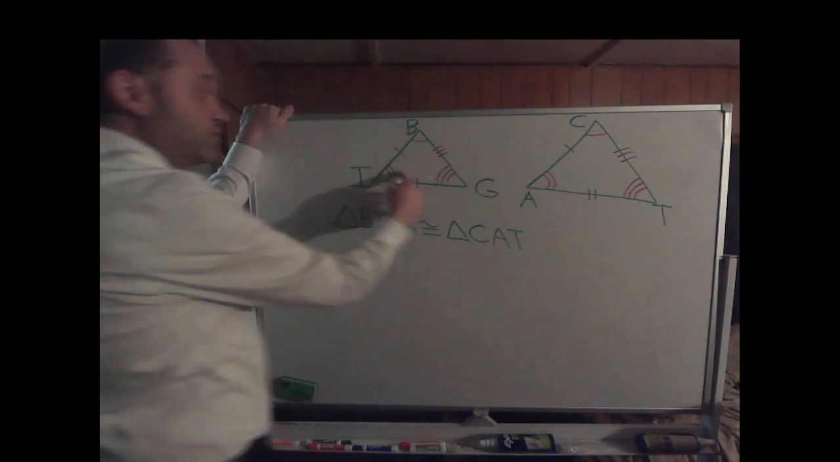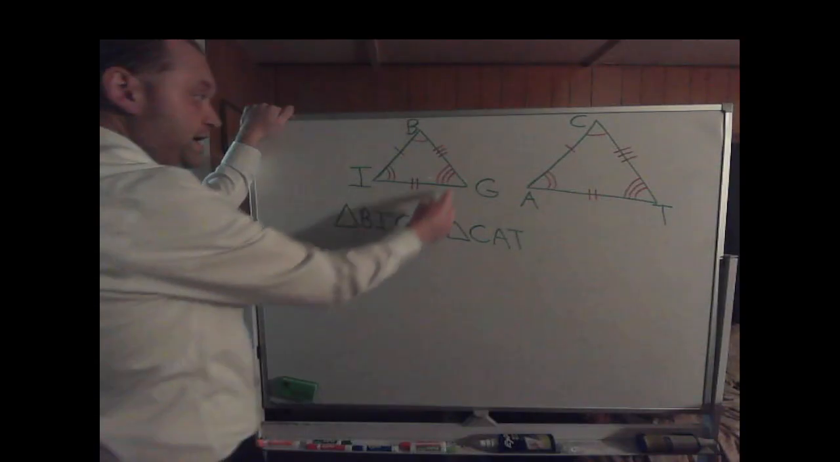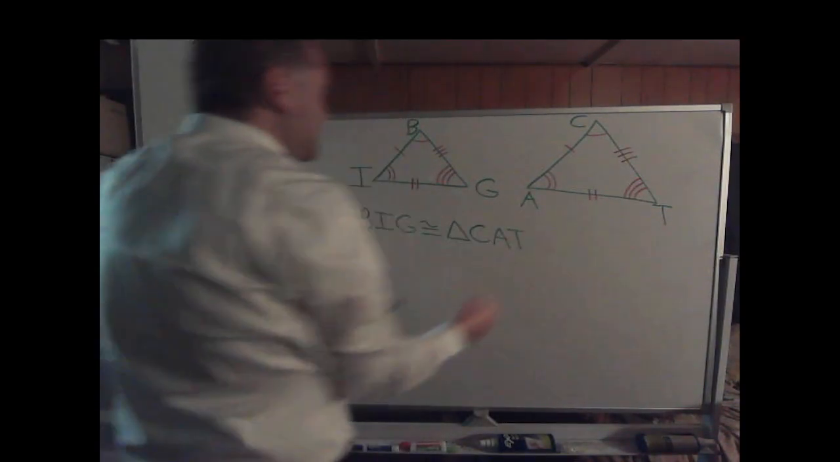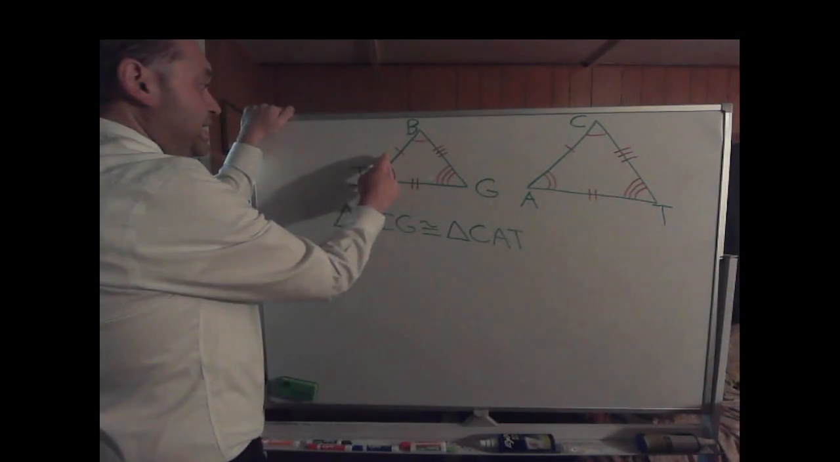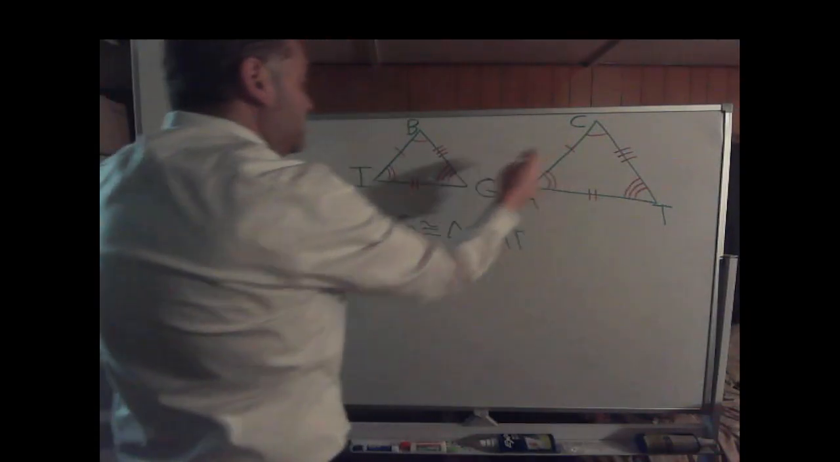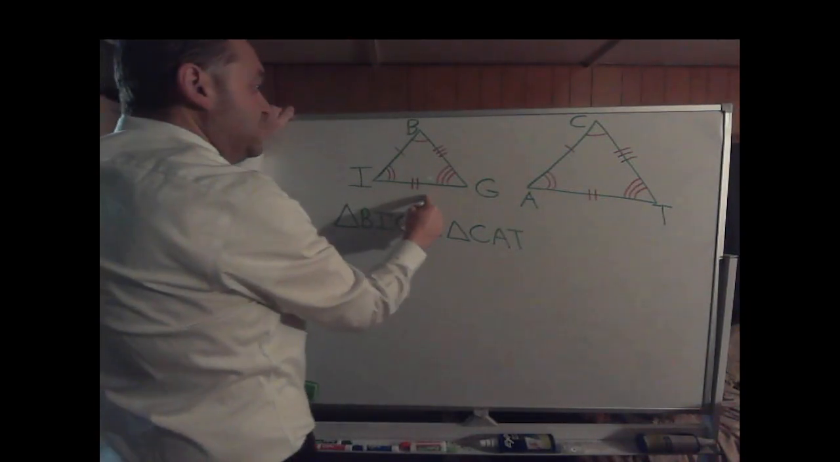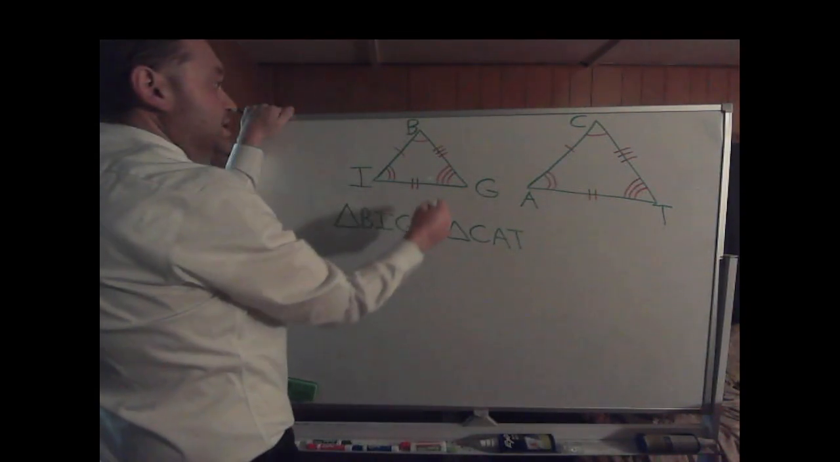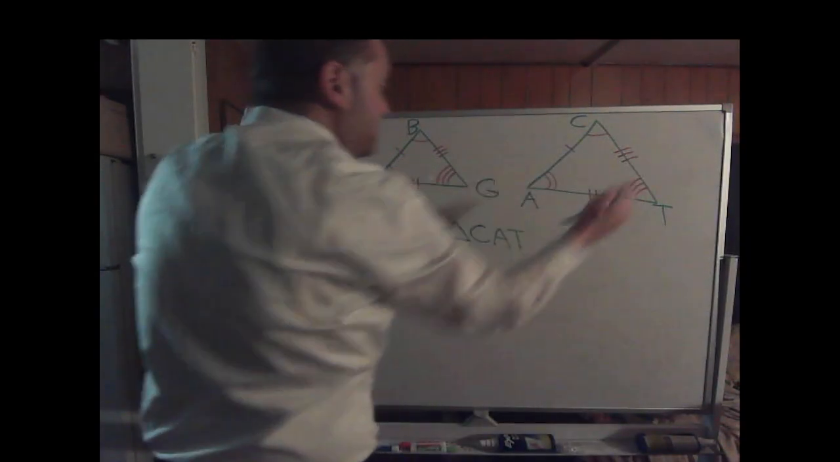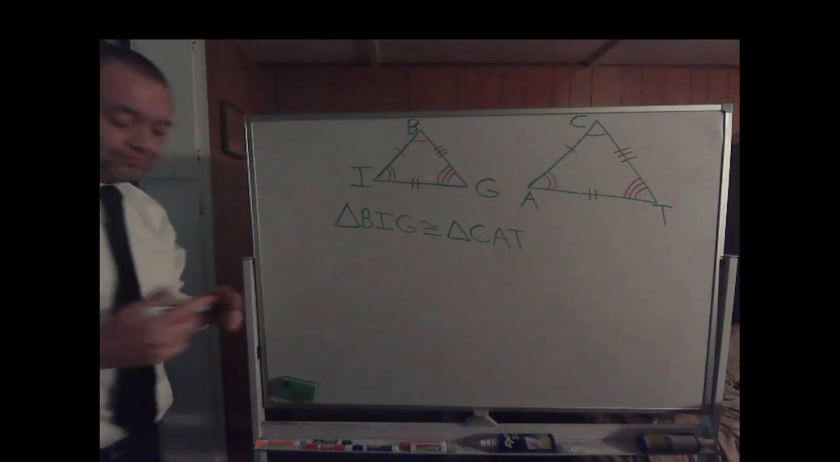But as we see the congruency markers, angle B is congruent to angle C, angle I is congruent to angle A, and then angle G is congruent to angle T. And then sides BI and CA are congruent, sides IG and AT are congruent, and sides BG and CT are congruent.